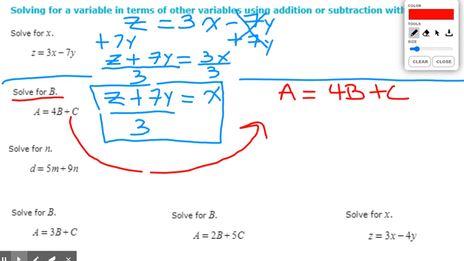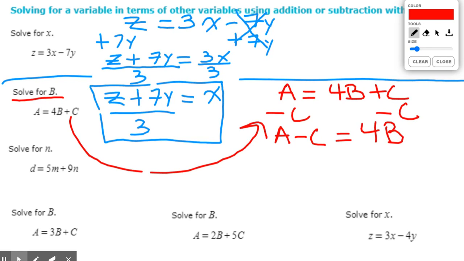Well, before we can get B by itself, we need to make sure it's the only term on that side first. So I'm going to get rid of this plus C, and the opposite of a plus C is a minus C. Now, A and C are different variables, so those cannot be combined because they're not like terms. So I have A minus C is equal to 4 times B.